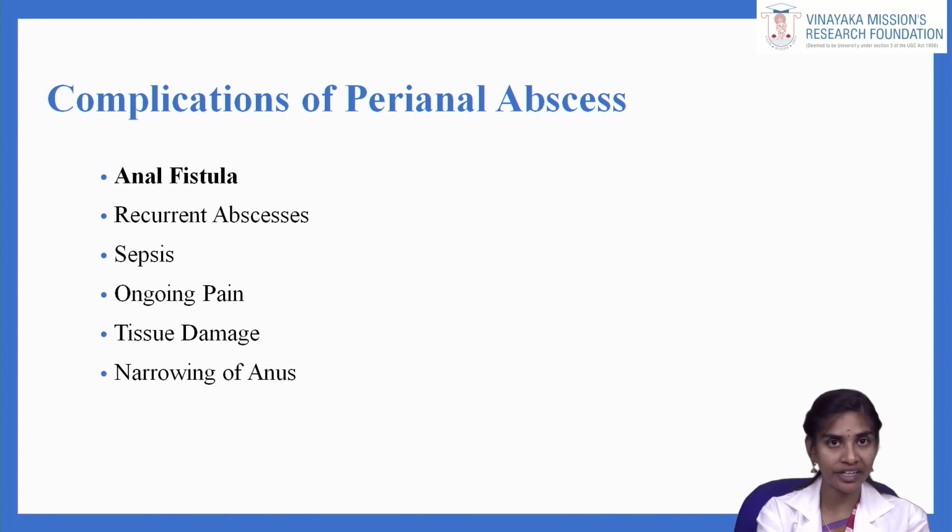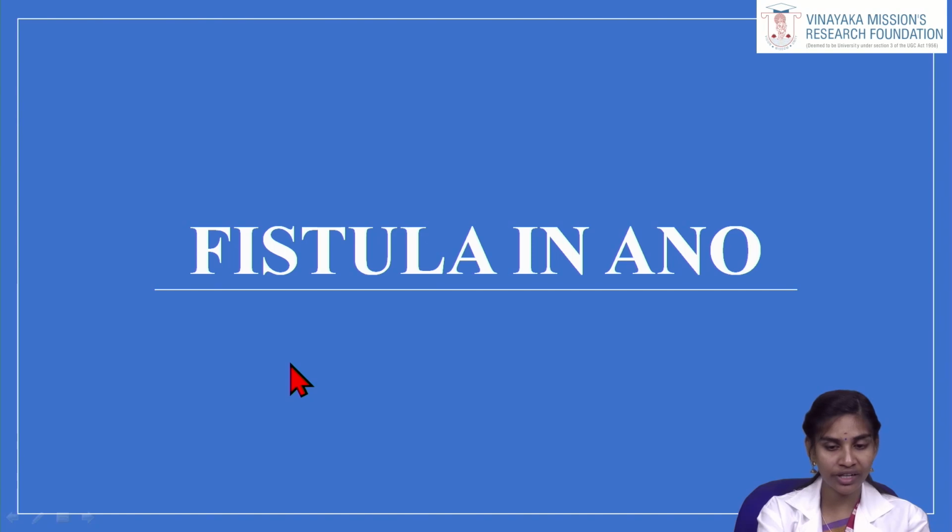In sepsis, the bacteria enter the circulation, and the patient has severe pain with a perianal abscess. Tissues in the rectal and anal area can also be damaged following a perianal abscess, and there is also narrowing of the anus following the swelling inside the anus. Let's move on to fistula in ano.